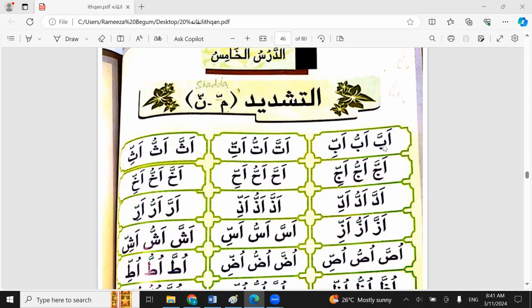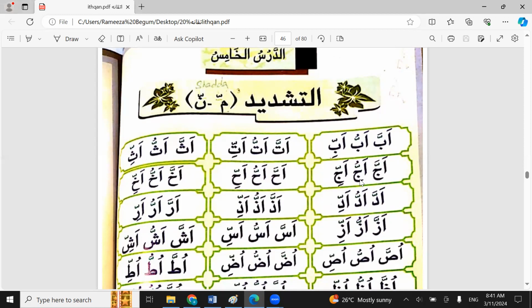We have to read it as if there is a sukun above, like ab. We learned the sukun letter. We have to join the two letters and read them ab. Then ba. So ab, ba. So this ba should be pronounced twice. Ab, ba. Abbu. Abbi. Atta. Attu. Atti.